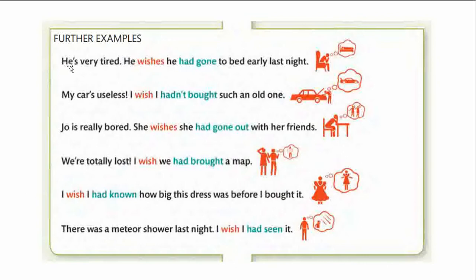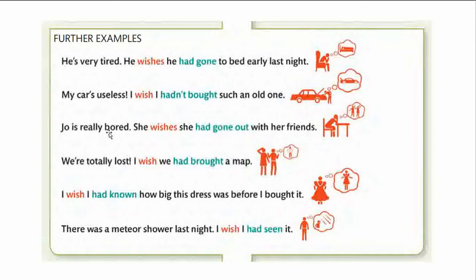For the examples, he is very tired. He wishes, why? Because third person pronoun, so es is added. He wishes he had gone. Go, went, gone. Third form is gone. Had gone is past perfect. Had gone to bed early last night. My car's useless. I wish I hadn't bought. Hadn't bought. Now with had, buy, bought, had bought. Hadn't bought, this is negative. Hadn't bought such an old one.